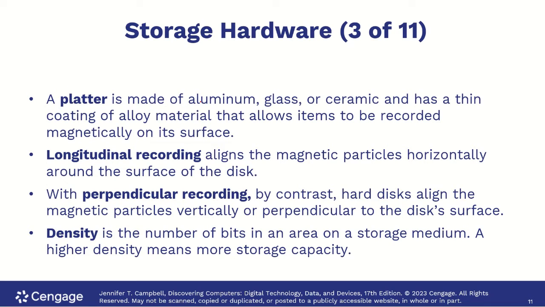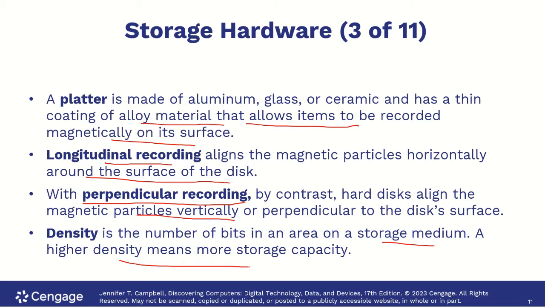A platter is made of aluminum, glass, or ceramic and has a thin coating of alloy material that allows items to be recorded magnetically on its surface. Longitudinal recording aligns the magnetic particles horizontally around the surface of the disk. By contrast, perpendicular recording aligns the magnetic particles vertically. Density is the number of bits in an area on a storage medium. A higher density means more storage capacity.